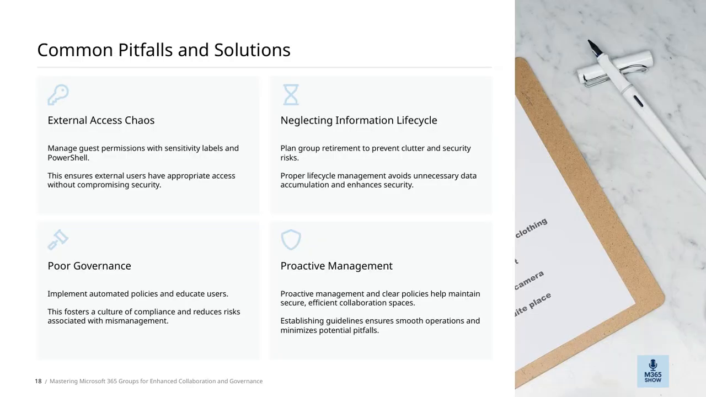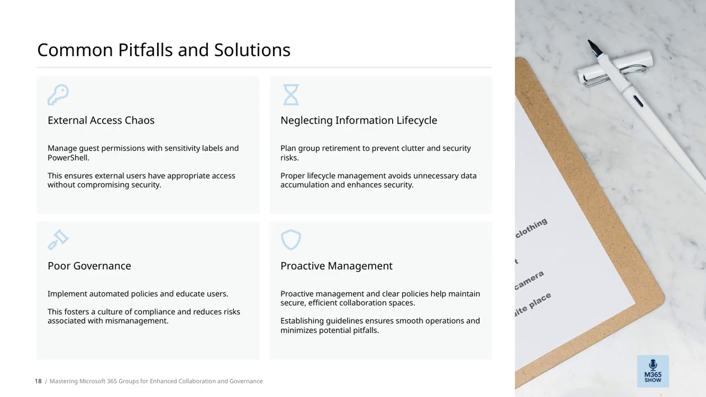Let's take a moment to look at some common pitfalls and how we can address them to master Microsoft 365 groups for better collaboration and governance. First, proactive management is key. This means implementing automated policies and educating our users. By doing so, we foster a culture of compliance, which helps reduce risks related to mismanagement. Next, poor governance can become a big issue if we don't plan ahead. For example, planning group retirement helps us prevent clutter and security risks. Proper lifecycle management ensures we're not accumulating unnecessary data and that our security stays tight.